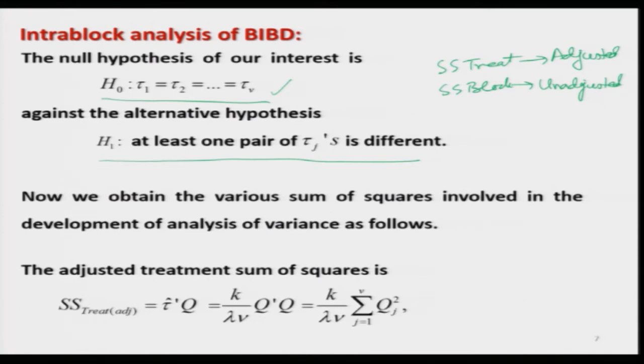Why? Because when you are trying to partition the TSS into SS treatment plus SS block plus SS error, these terms are going to be orthogonal when one of them, between SS treatment and SS block, is adjusted and the other unadjusted. So we take SS treatment to be adjusted and SS block to be unadjusted. This gives us the final conclusion that we are going to find the adjusted sum of squares due to treatment and the unadjusted block sum of squares.